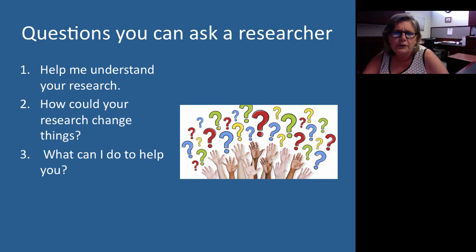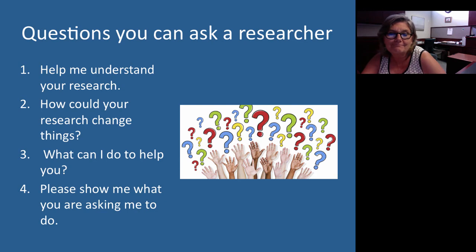You can ask a researcher, what could I do to help you? The researcher might have to think a minute, but you know some roles that you can play. We just discussed several different ways that you can contribute, and you can ask them what would help them. Another question is to say, please show me what you're asking me to do. If you're involved with a researcher and you're not too clear on what it is that they want you to do, just ask them to show you or to give you an example.